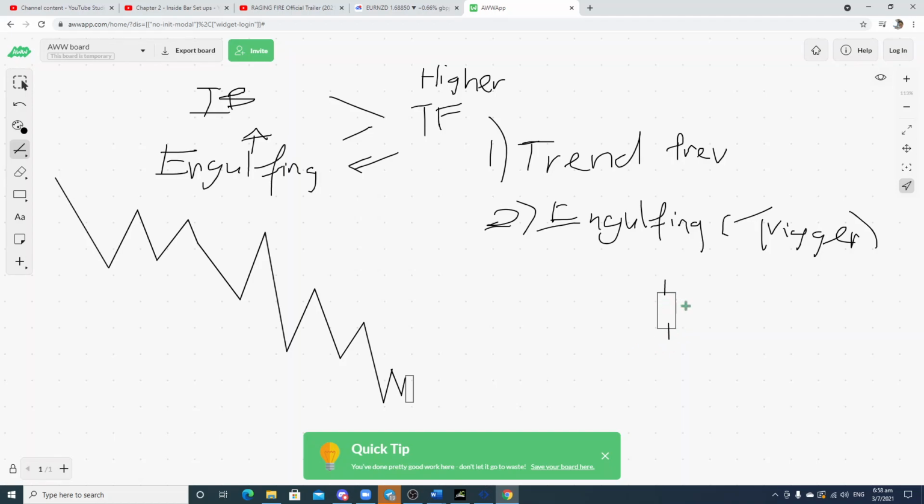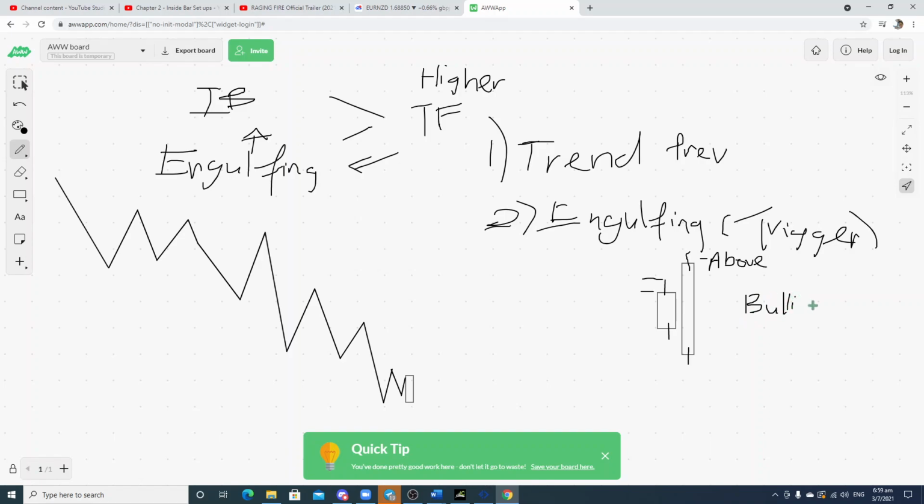Regardless of the color of the candle, whether it's bullish or bearish, if the second candle completely devours the first candle, and then closes above, let's say this one is bullish, so if price managed to close above the previous candle high and the previous candle close, this is the bullish engulfing.